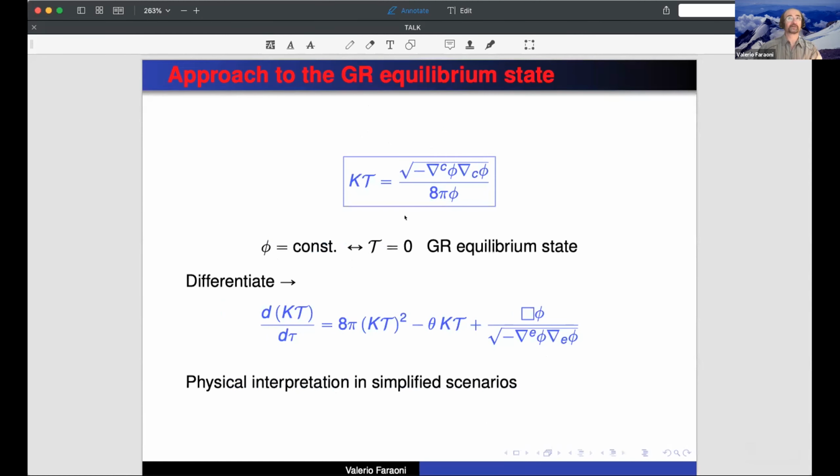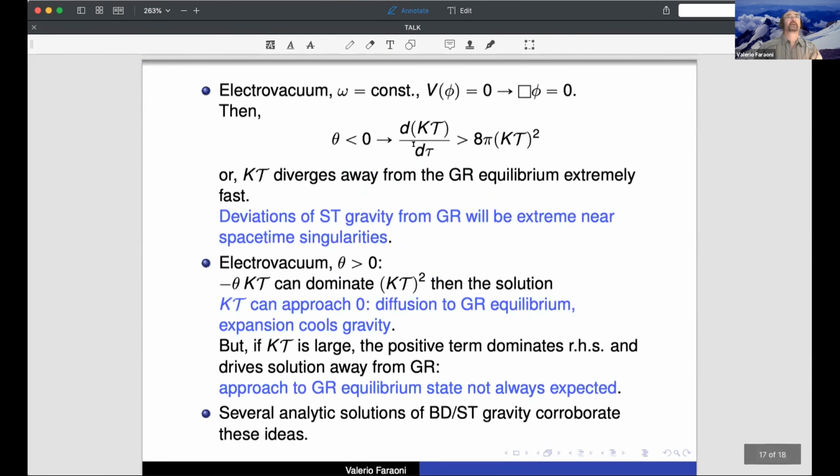So this one essentially tells you that dKt is larger than Kt squared if the expansion is negative, which means gravity is focusing this fluid. So you're in a situation similar to a big rip, if you want, in which Kt diverges away from the state of equilibrium extremely fast. So you expect that the deviation of scalar-tensor gravity from general relativity will be extreme near space-time singularities, when you have theta less than zero and in a situation of large focusing. So that's the first prediction.